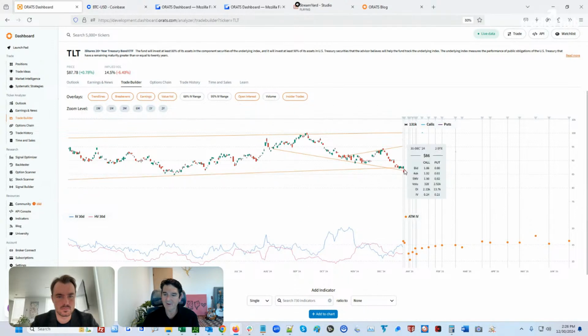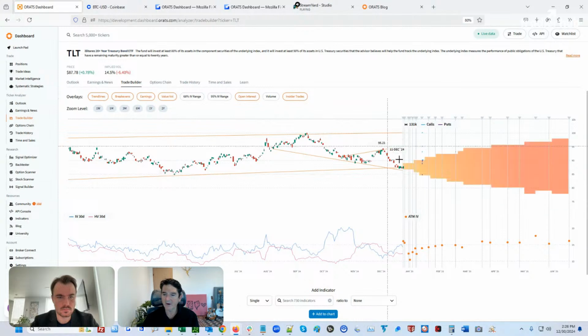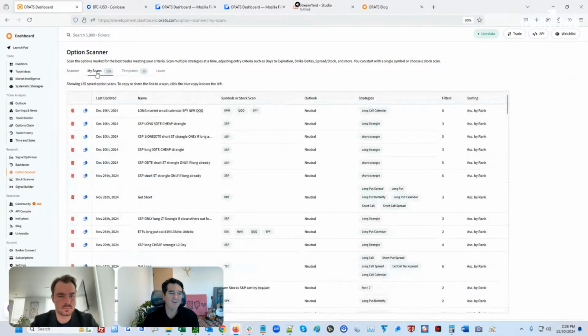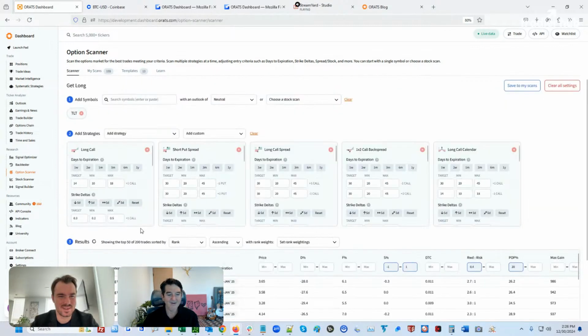I'm a little bullish on this, so I think it's at the bottom of its trend line. It really got beat up. I'd like to do a long trade in TLT. So the way I like to do that is go to the option scanner. I have a scan that I set up called Get Short and Get Long. So actually, Get Long TLT. Yeah, it's already there. So I've already wanted to get long TLT.